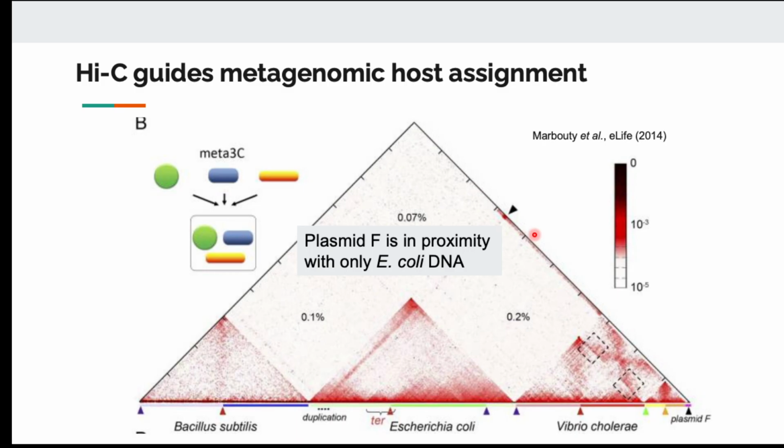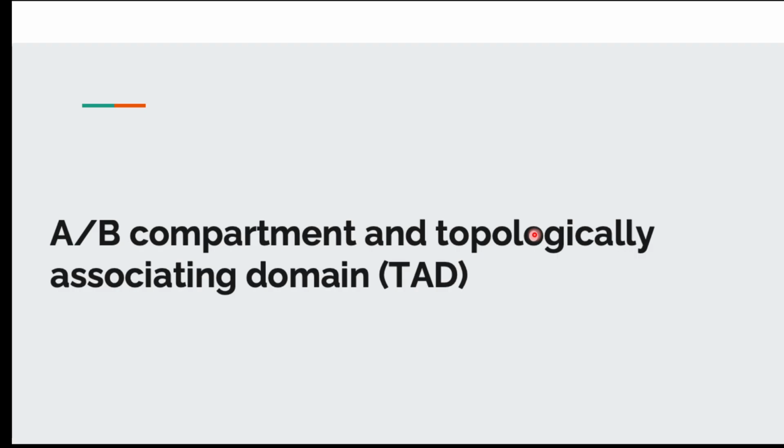Okay, so from this point, we will talk about, once we have this chromatin conformation capture data, how do we interpret the data to understand the 3D structure of the chromosome? There are 2 primary structural features of the chromosomes that I think you should be familiar with. The first one is called the AB compartment, and we'll talk about what it is. The other one we already mentioned, the topologically associating domain, or TAD. So let's start with the AB compartment.